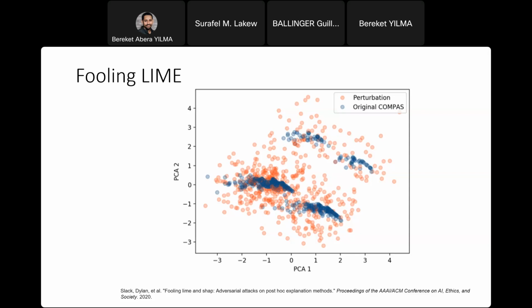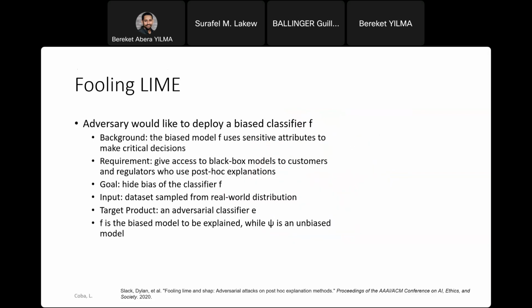This can be done, and this example is coming from the paper on Slack. They have an original biased model that we want to deploy to production. They want to give this model to a customer or regulator who uses post-hoc explanations to verify the validity of the model. The goal is to hide the bias of the classifier, so we want to build a new classifier that can hide this one. And then it's pretty easy.